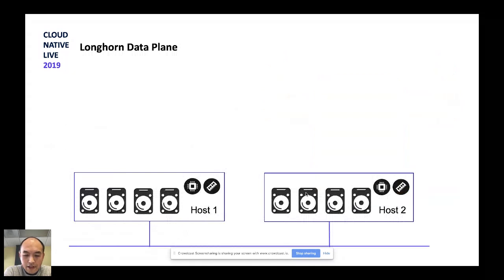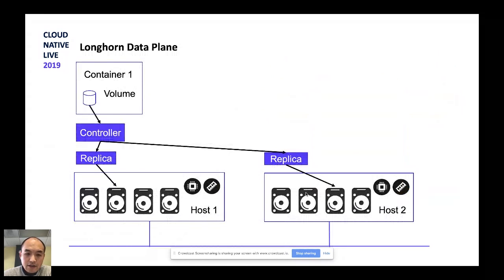So for the Longhorn data plane, assume that you have 2 nodes, and each has a bunch of hard drives, CPU, and memory. And you have a container asking for a volume. For the volume, Longhorn starts a controller and 2 replicas, assuming that you want 2 replicas instead of 3 or 4 or 1. Normally people don't want 1 replica because that's not really resilient at all. The controller will connect to the replicas, and the replicas will be allocated on different nodes.